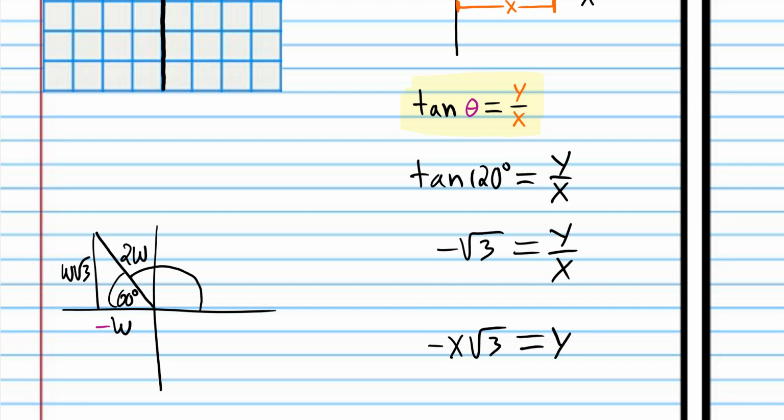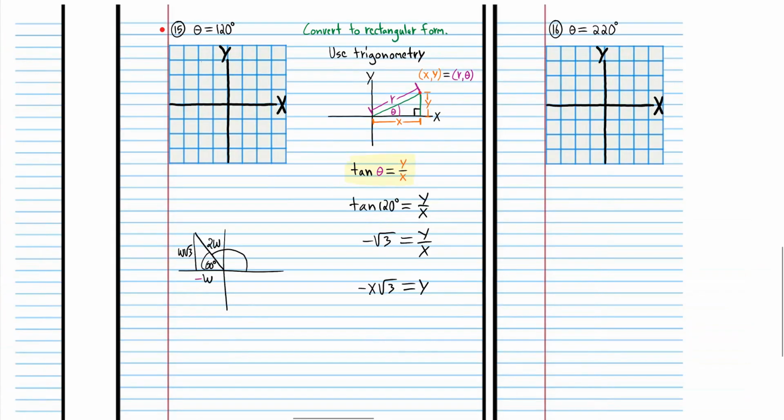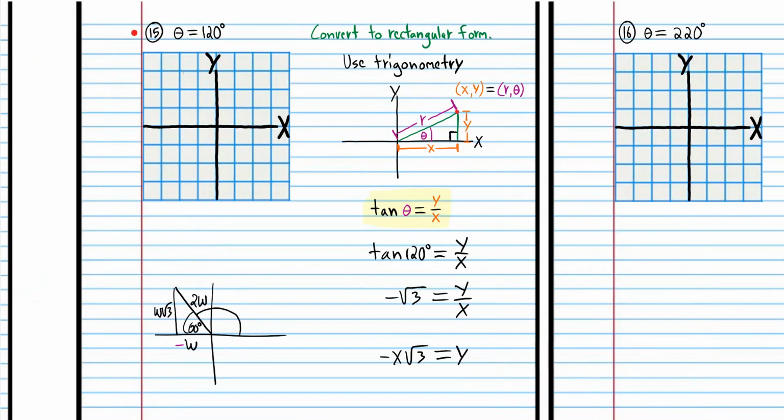And that is what the equation looks like. So you can see that it's just a straight line, and the slope is negative root 3. So that's going to look something like this. Your line doesn't have to be perfect.